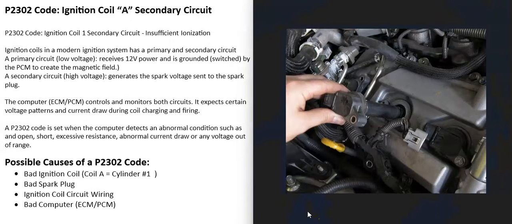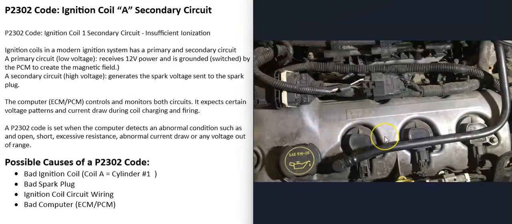Well, each cylinder on the engine is going to have a coil that's igniting the air-fuel mixture that goes into the cylinder. There's going to be air and gas that goes into each cylinder, and then at the right time, the computer is going to ignite this mixture. But when you get this P2302 code, the computer's seeing a problem with one of these ignition coils, mainly coil A or coil 1, which is going to be the number 1 cylinder, and so it's going to have to be troubleshot to know why.